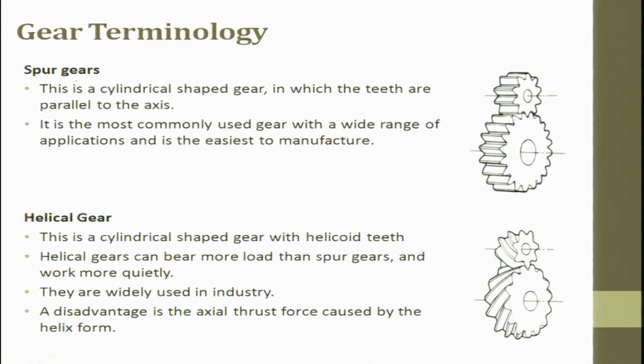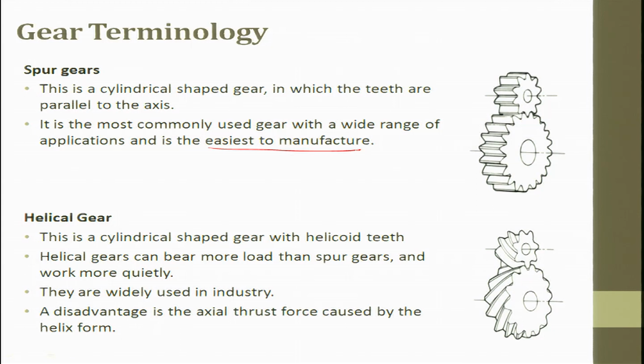When we talk about spur gear, this is a typical spur gear. This is a cylindrical shaped gear in which the teeth are parallel to the axis. This is the axis, and the teeth are running parallel to the axis. This is the most commonly used gear with a wide range of applications, and it is the easiest to manufacture.